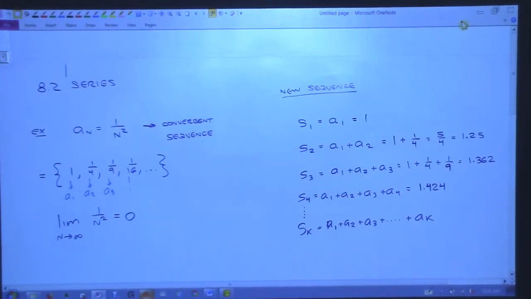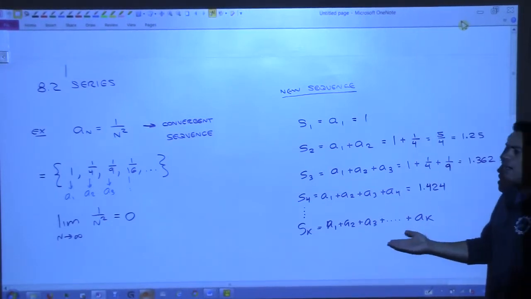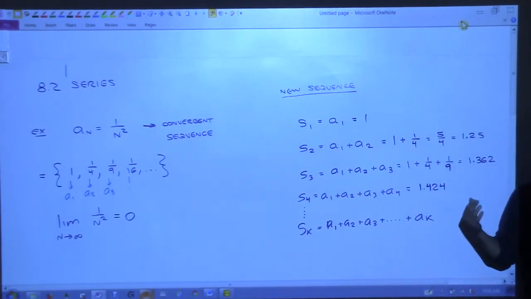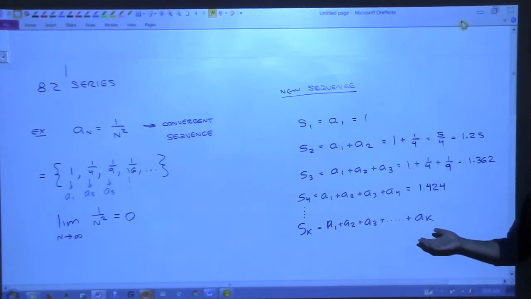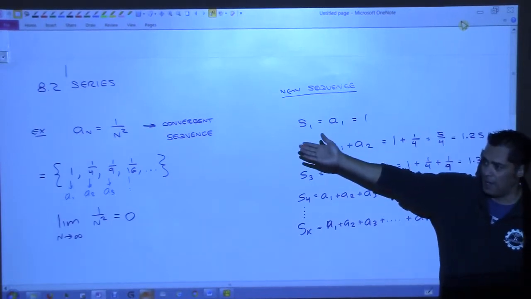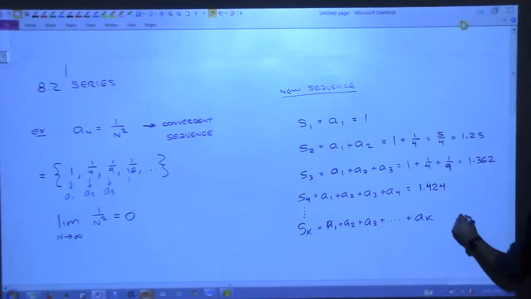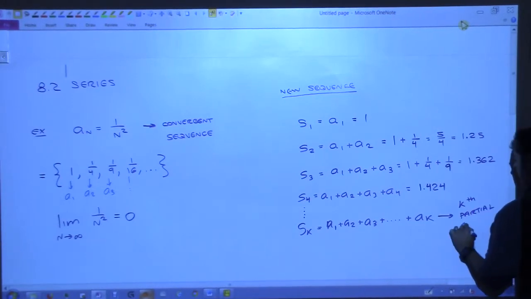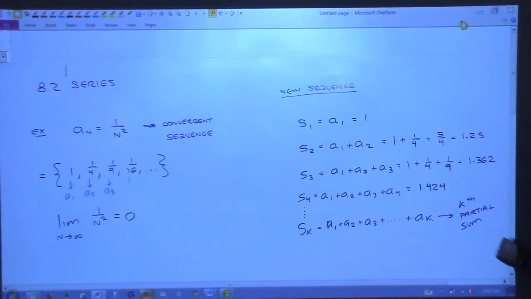Okay? So this would be the sum, right? S sub k would be the sum of the first k numbers of this sequence A sub n, right? This right here is called the kth partial sum. All right? And don't forget that that's going to be very important later, the kth partial sum. All right?